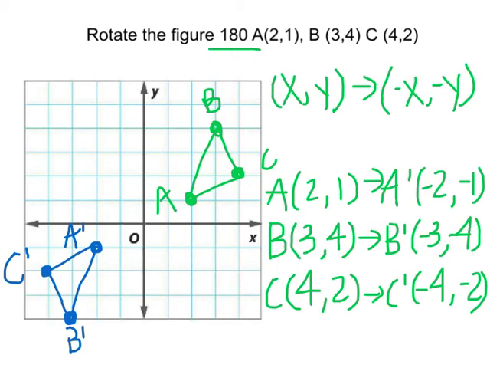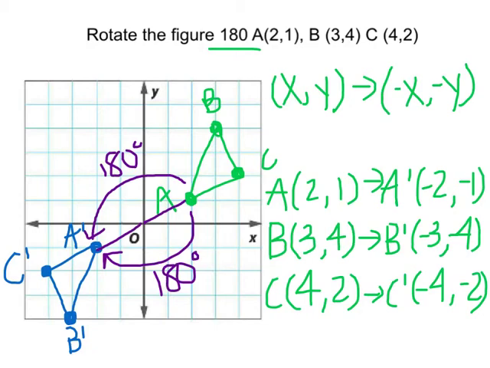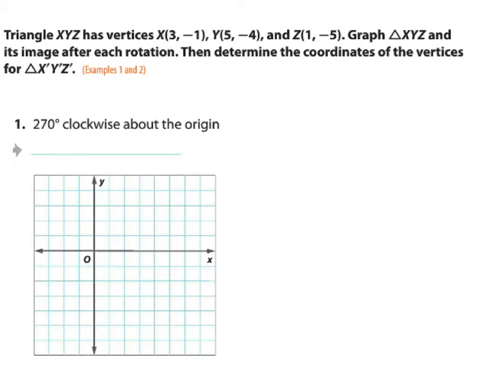And if we draw a line from A to the origin and then the origin to the new A, notice that that is a 180-degree rotation. Or if you look at it this way, that would technically be clockwise. So that would be a 180-degree rotation. All we did was multiply all the numbers by -1. They didn't flip.